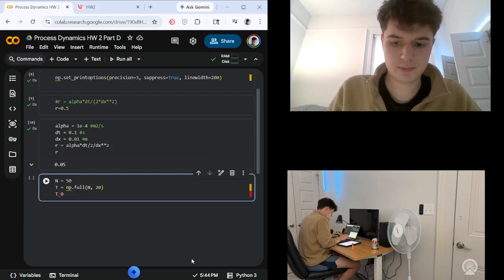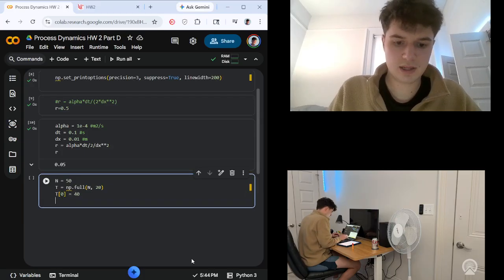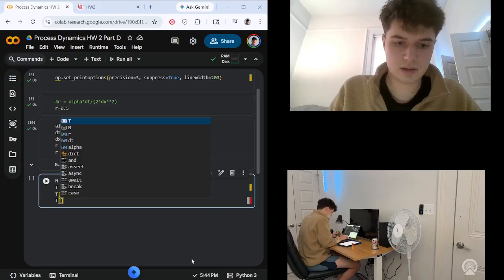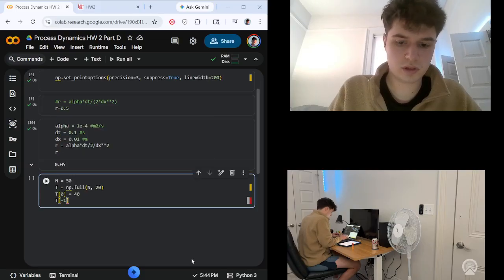Oh, typo. And then T sub negative 1 is going to be equal to 100. Again, these are all in Celsius.